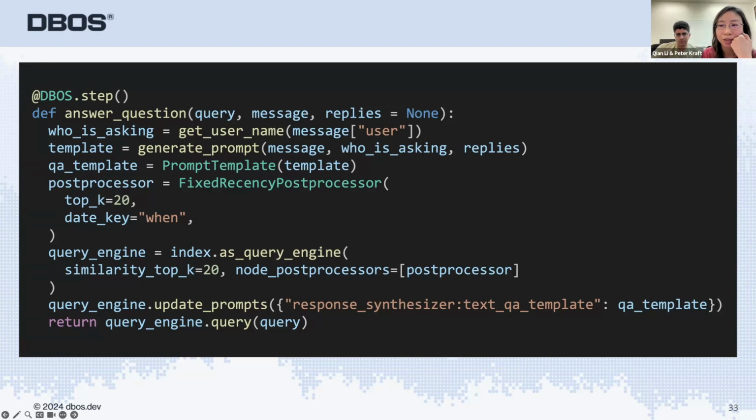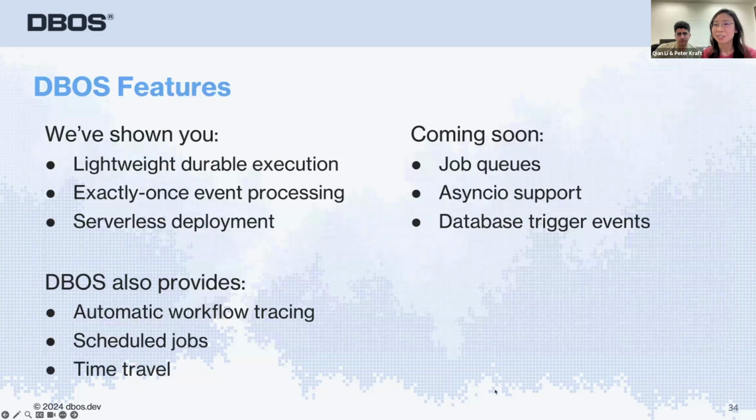All right, so today we've shown you some core features of DBOS, including how you can use lightweight durable execution to build your app, how DBOS enables exactly-once event processing, and how after writing your code, you can easily, with one command or with drag and drop, deploy to DBOS Cloud. So there are other cool features of DBOS, which you can explore on our website or our docs page. That includes automatic workflow tracing.